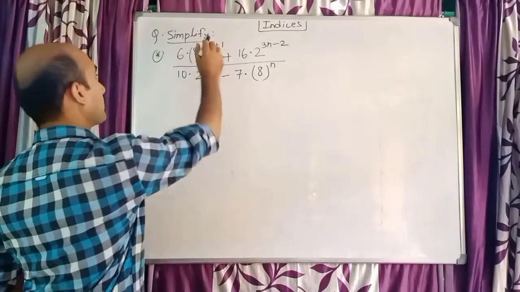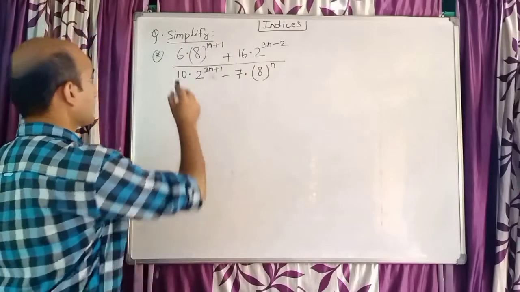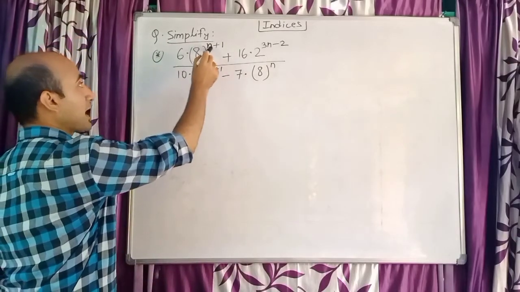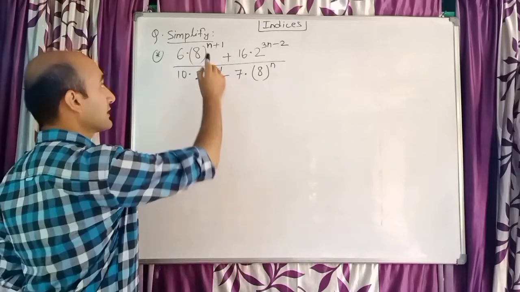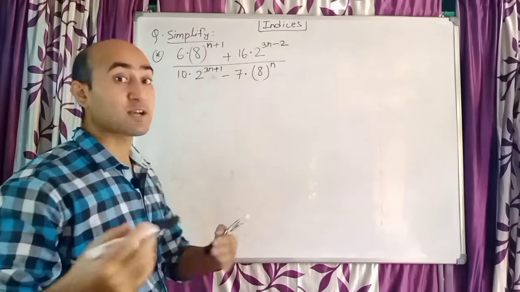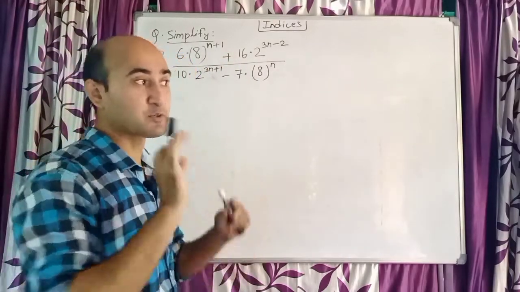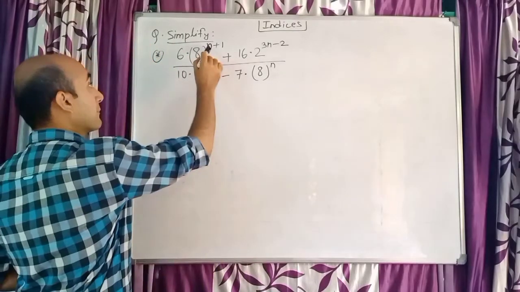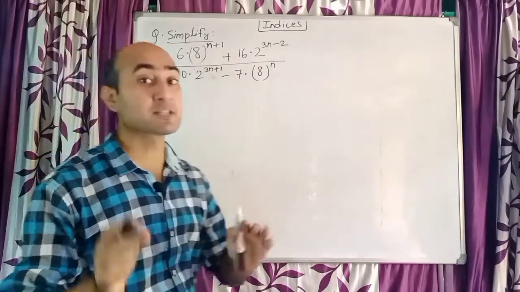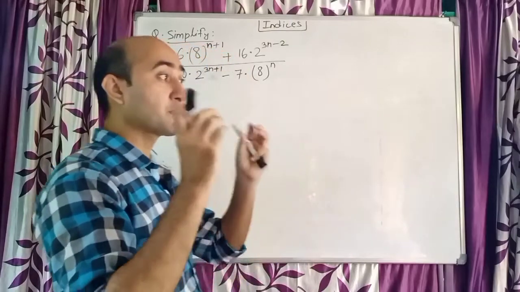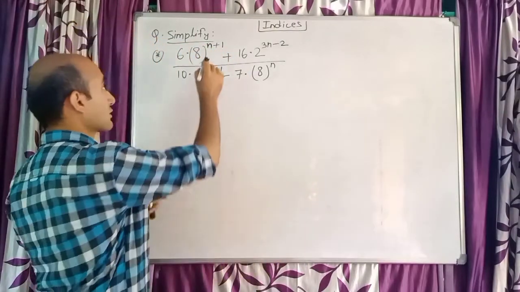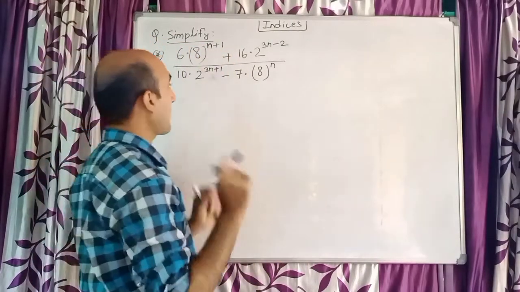Here I have a question, simplify, and my question is 6 into 8 to the power n plus 1. You can see the power normally had a fraction or minus power, but today there is no fraction power, but in the power you find a positive symbol. That means there are two numbers on the power in the form of addition.